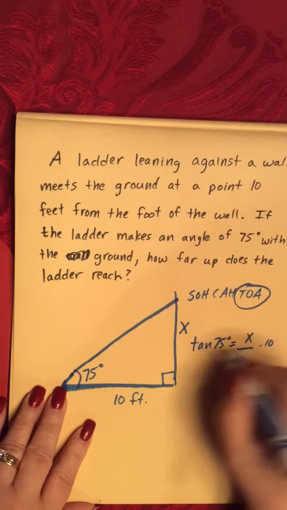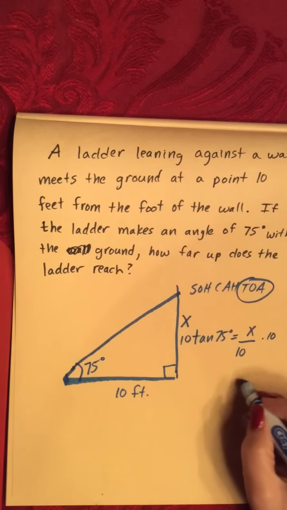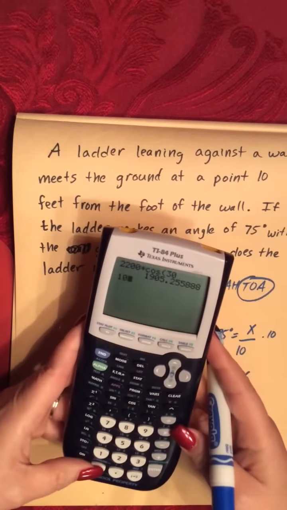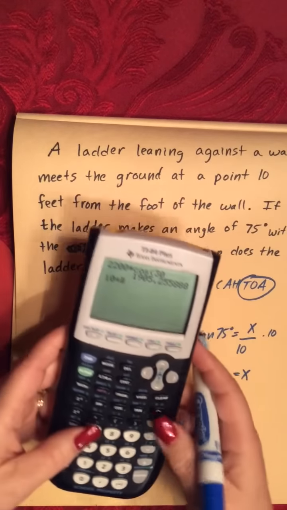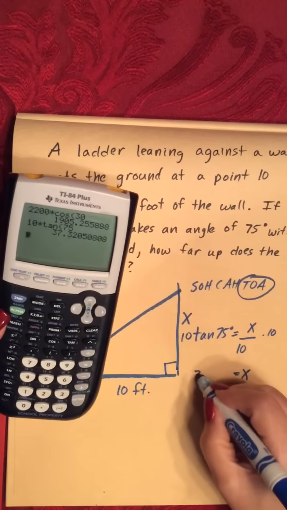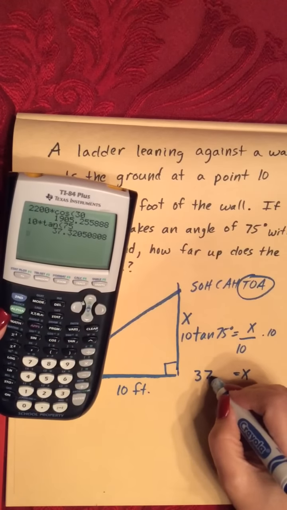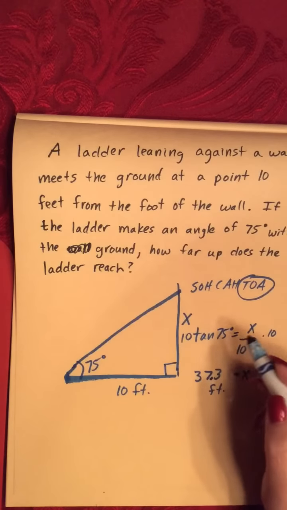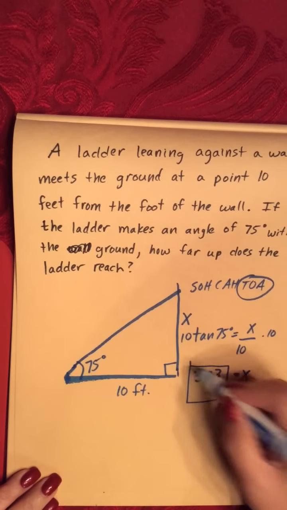I multiply both sides by 10, so then I get x is equal to 10, I'll go to my calculator, 10 times the tangent of 75. So I get that the answer is it reaches up 37.3 feet. So the answer is 37.3 feet.